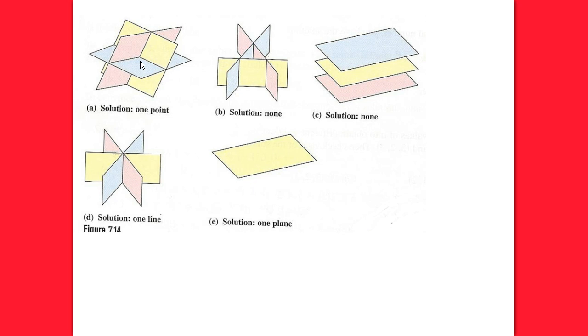Right? I also could get no solution. Now, when we had no solution with lines, they were parallel lines, right? So the first thing we might think of would be parallel planes. All 3 of my planes are parallel to each other, so they never touch. And that is absolutely one way I can get no solution. But another way I can get no solution is if for my 3 planes, maybe the yellow one intersects the blue one, and the yellow one intersects the red one, and the blue one intersects the red one, but all 3 of them don't touch anywhere.